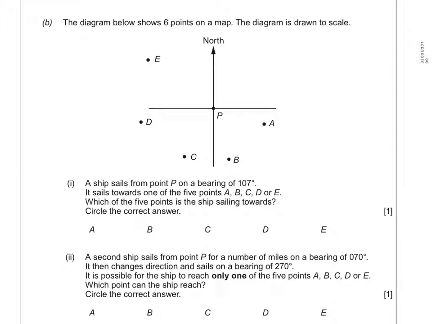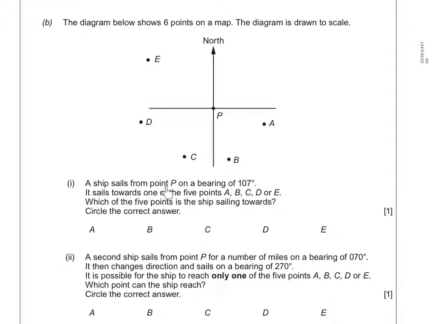For part B, the diagram shows below 6 points on a map. The diagram is drawn to scale. That's important because it means you can use your protractor. Now, I've got a protractor on my iPad which you won't be able to see, so I'm going to do my best to make sure you understand what I'm talking about.